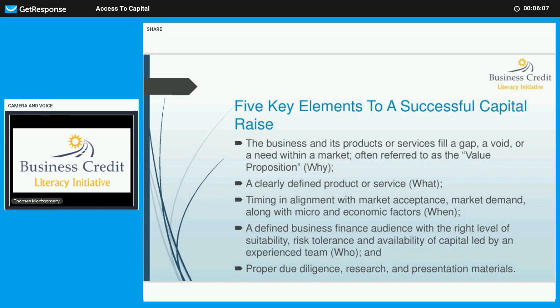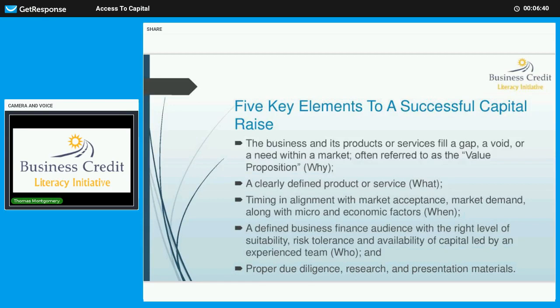Thirdly, the timing. The timing needs to be in alignment with market acceptance, market demand, and microeconomic factors. And so taking into consideration different industry trends, that's one of the things that we do when we work with clients: we create an industry trend report to look at what's going on on a larger scale, because that is obviously an important element of what's happening and most likely will happen in the future of your business, with your offerings and your clients.